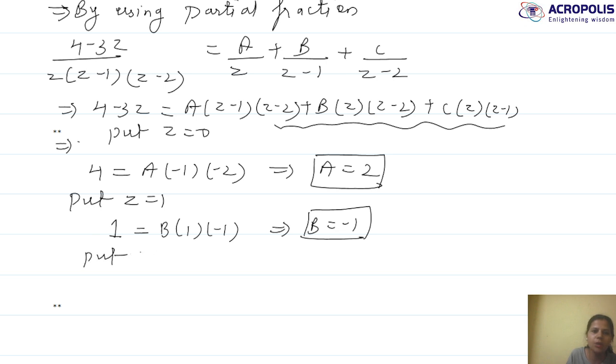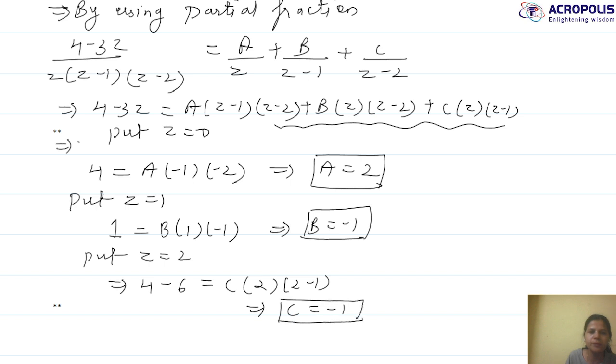Similarly, put z equals 2, then we have 4 minus 6 equals c times (2 minus 1), that is, we have the value of c equals minus 1, right? So put the values of a, b, c over here.